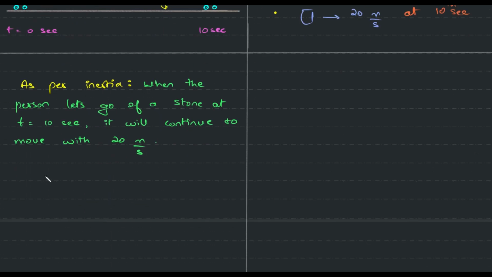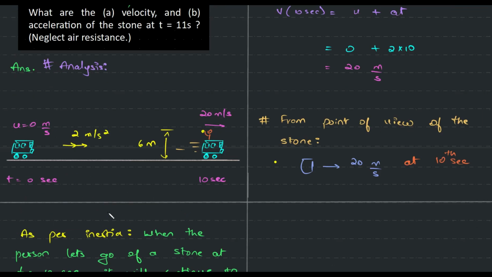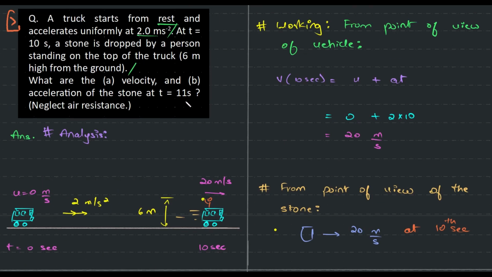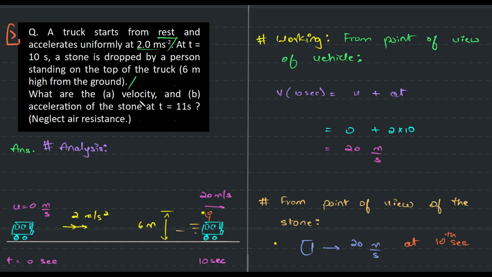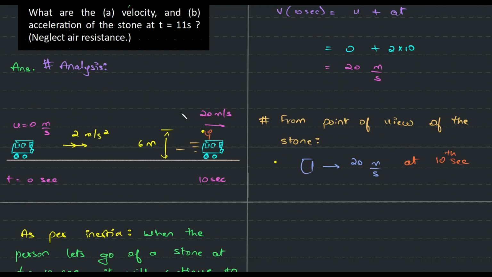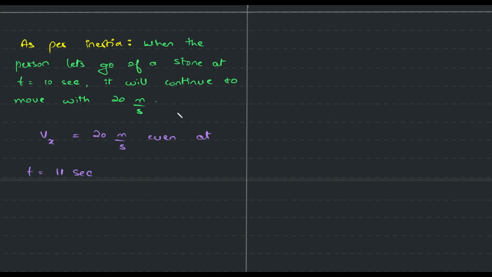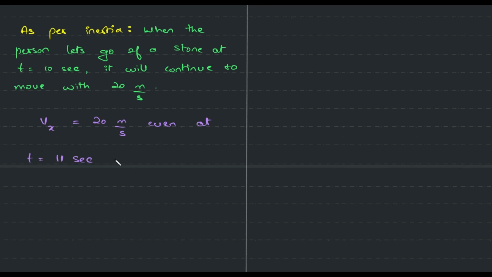So this is nothing but your velocity along the x. Velocity along the x will remain 20 meter per second even at t is equal to 11 seconds, since they want us to figure out, what is the question? Acceleration of the stone at t is equal to 11 second now. They want us to find the velocity and acceleration of the stone at 11 second. Okay. At 11 second, right? Why is that?